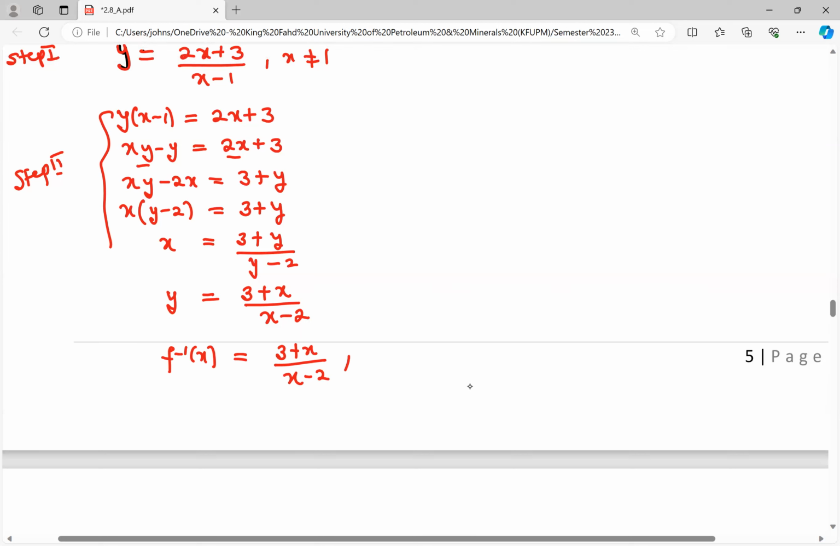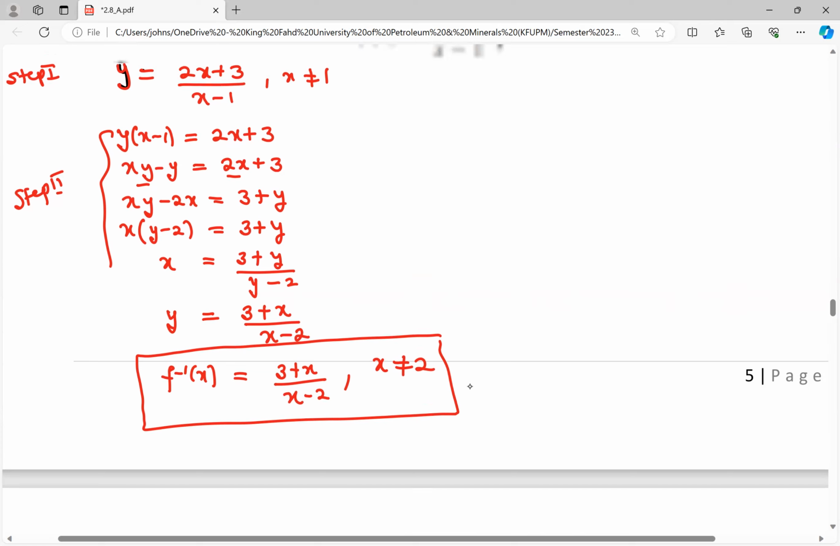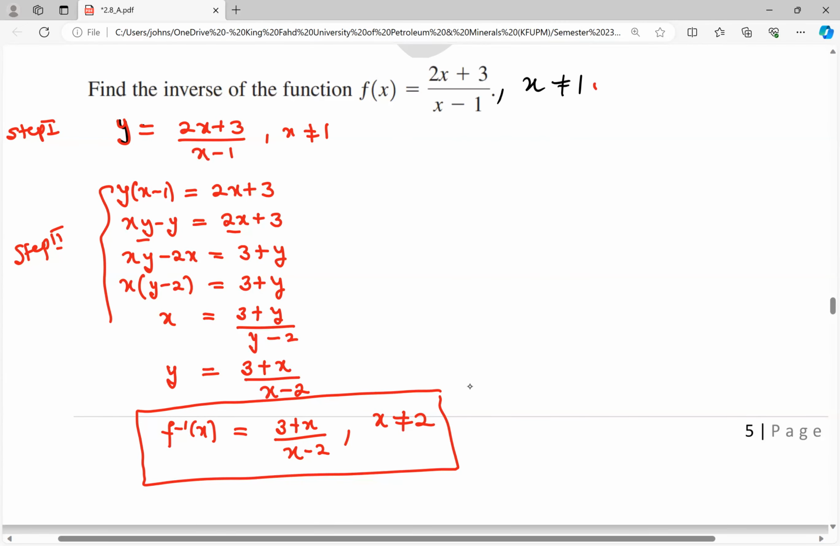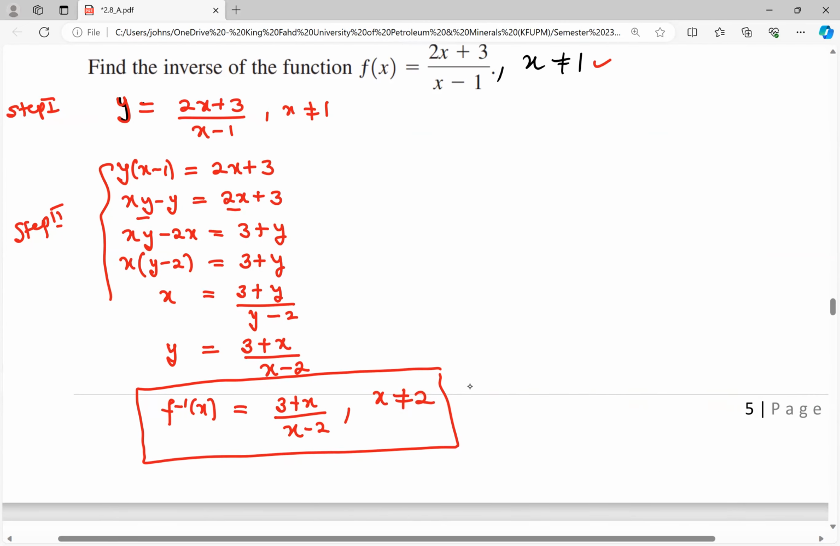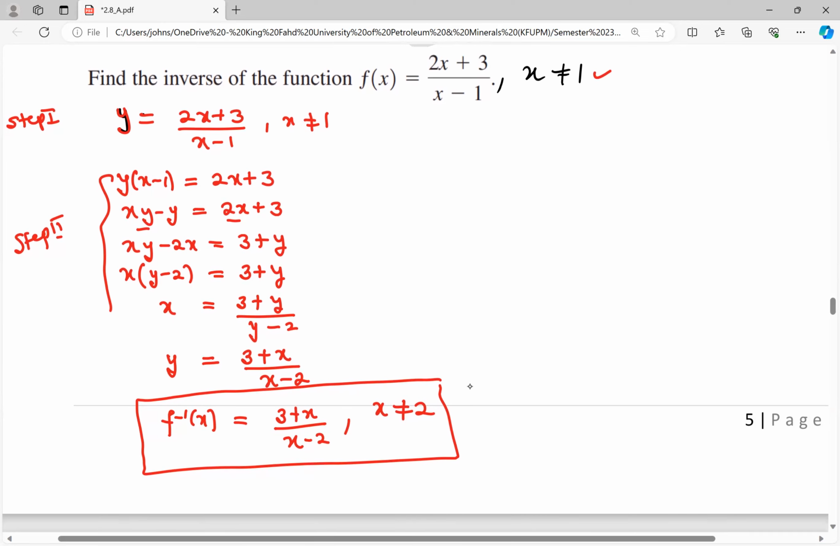Here we have to put a condition. x cannot be equal to 2. So this is our f inverse. Because if x is equal to 2, you see that this will not be defined, so you have to put that restriction. As you can also see, we have that restriction in f. So this is how to find the inverse of a rational function of this type.